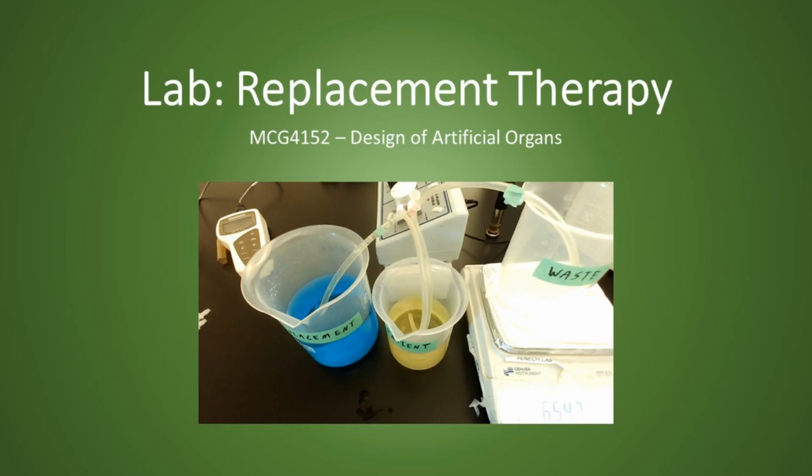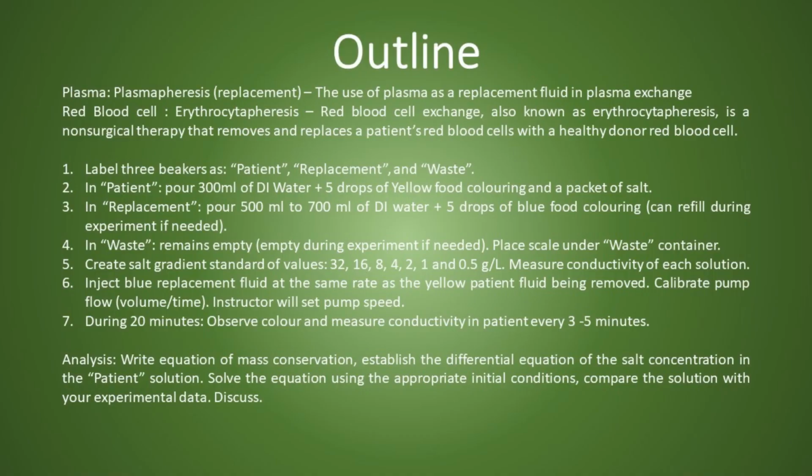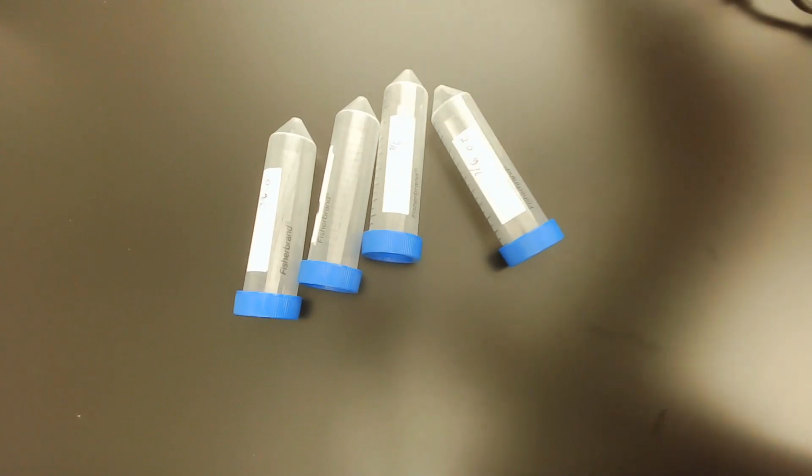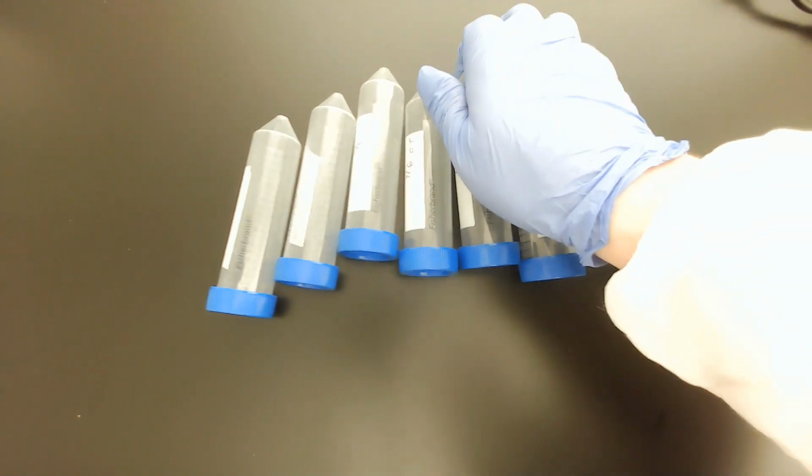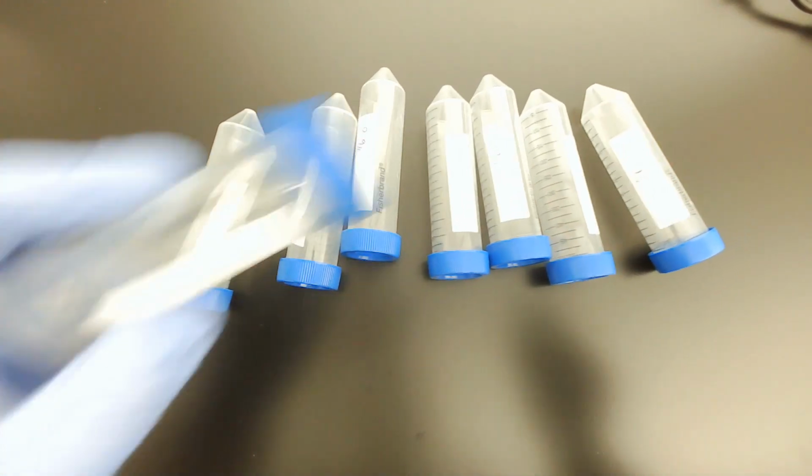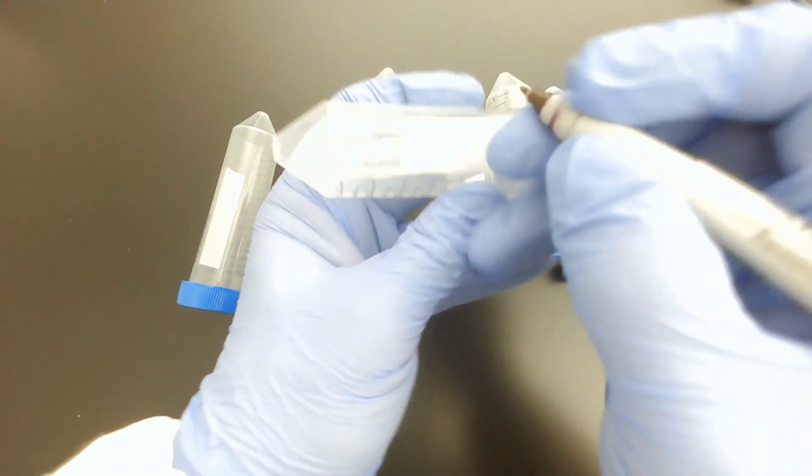So here's just a quick outline of what we're expected to go through in this experiment. We're going to have three separate containers, one representing the patient, one representing the replacement fluid, and one representing the waste fluid. Basically, we're going to put a salt packet into our patient, turn on the pump, which will draw water out of the replacement fluid beaker into the patient and then out of the patient into the waste, and we'll measure conductivity as a measurement of the solute levels in the patient.